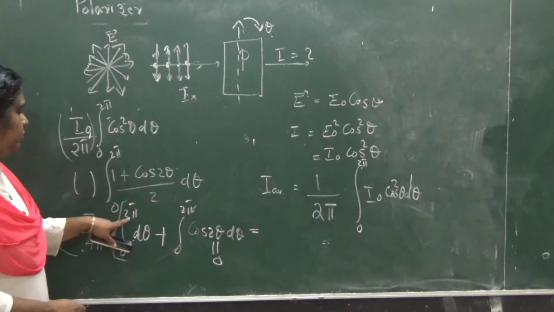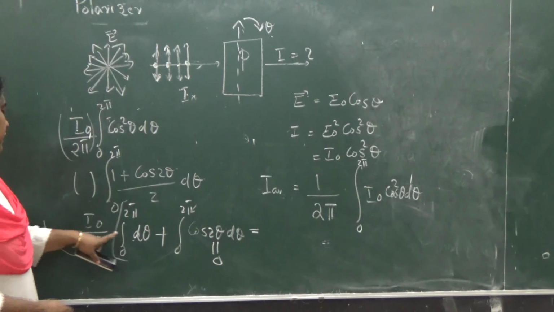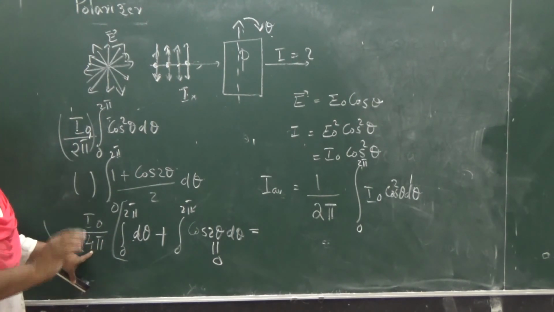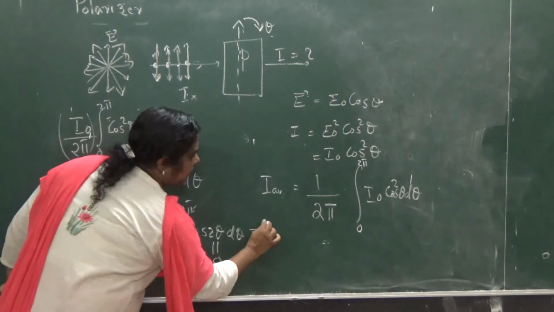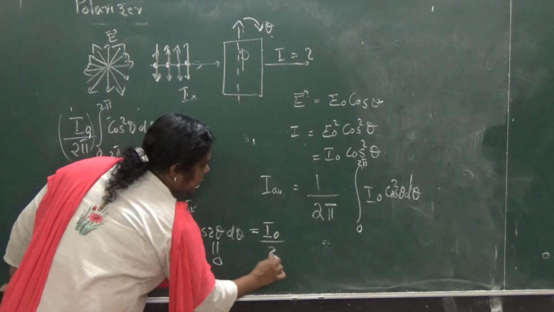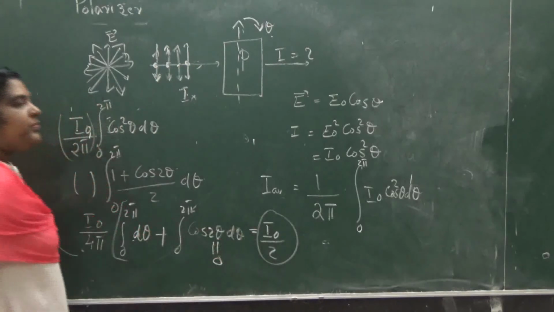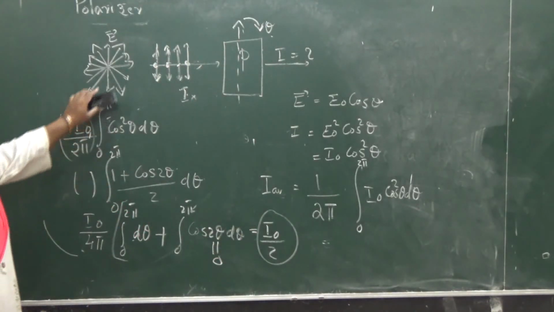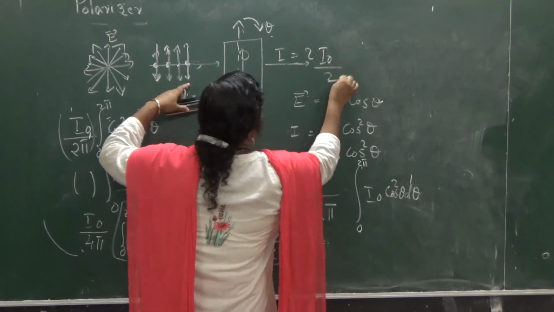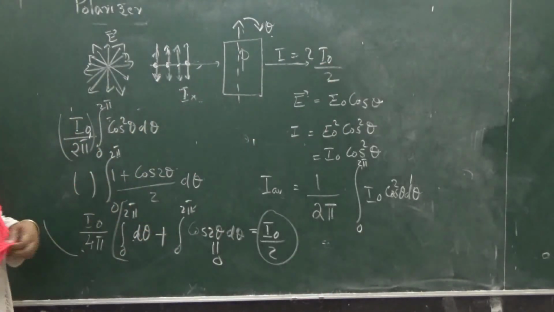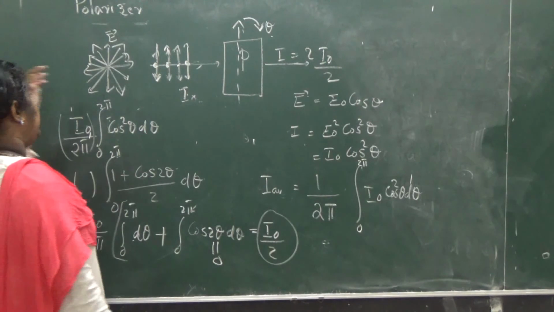Understood? Integral 0 to 2 pi d theta is equal to 2 pi. 2 pi by 2 pi I am cancelling. That is only 2. I 0 by 2. You will get I 0 by 2. Remember, I is equal to what? I 0 by 2. Okay.